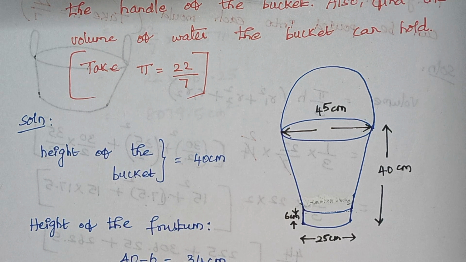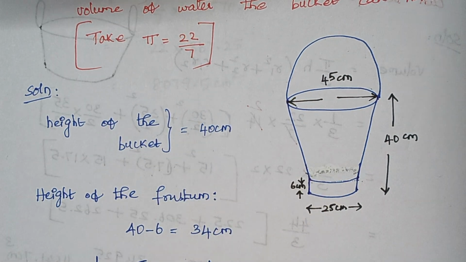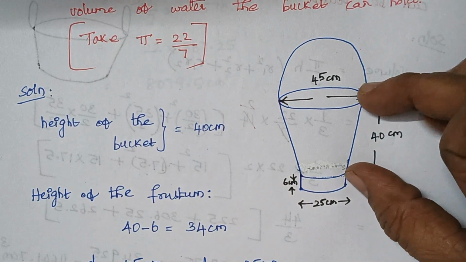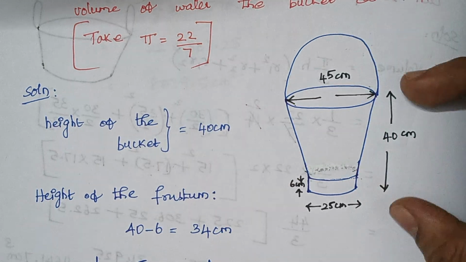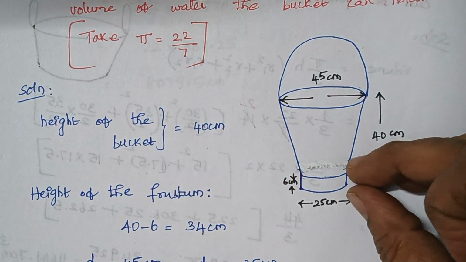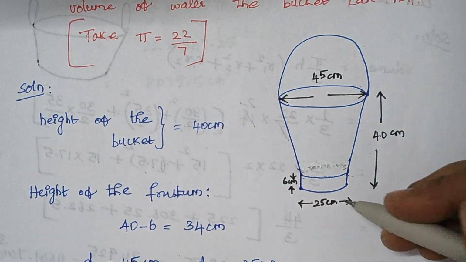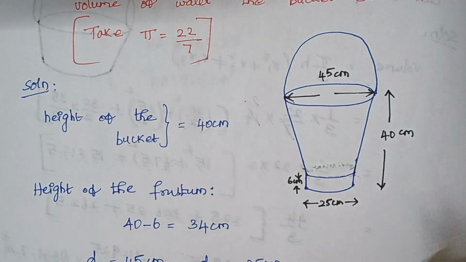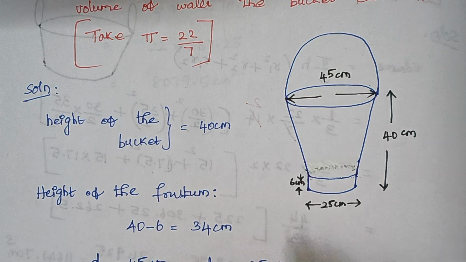First we write the given data. The height of the bucket is 40. How do we find the height of the frustum, because the frustum is only this part? This is the height of the bucket and this is the height of the cylindrical part, so we subtract 6 from 40 to get the height of the frustum. 40 minus 6 gives you 34 cm.